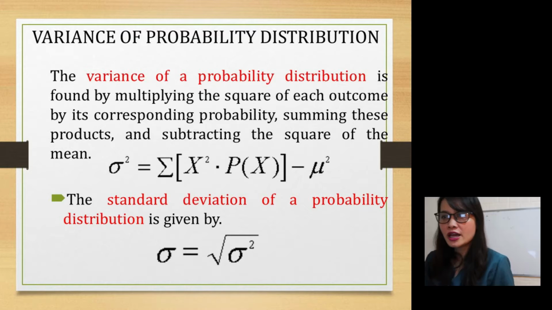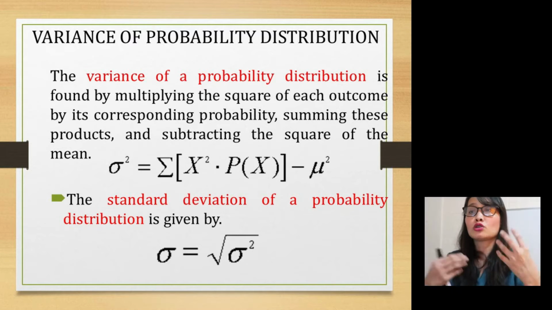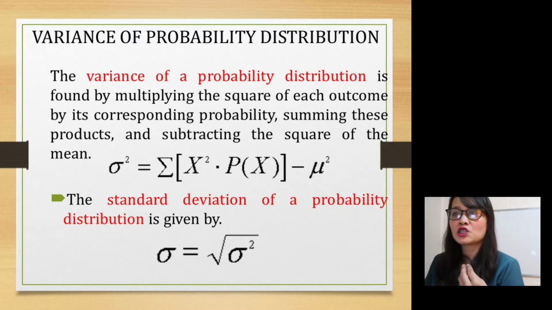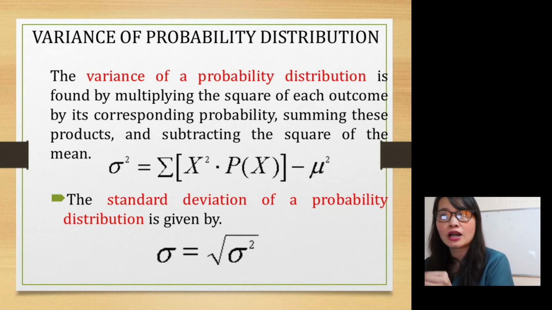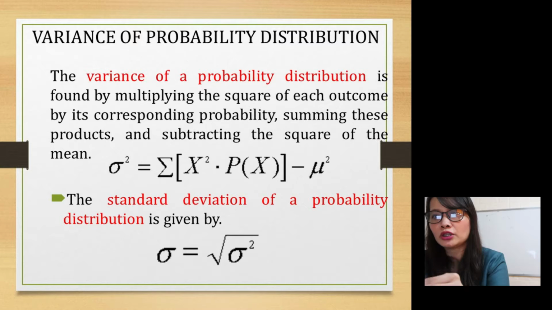The variance of a probability distribution is found by multiplying the square of each outcome by its corresponding probability, summing these products, and subtracting the square of the mean. Miss, what do you mean by that one? For example, the standard deviation of the probability distribution is the square root of your variance. Before we proceed to the example, take note that the standard deviation of the probability distribution is given by the square root of your variance.